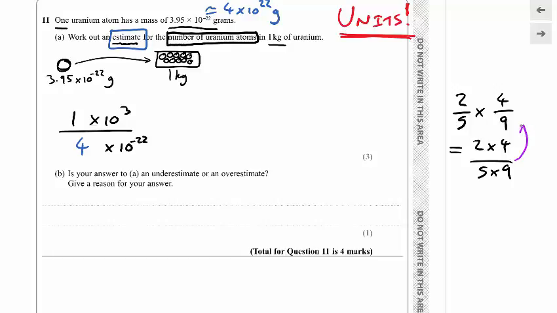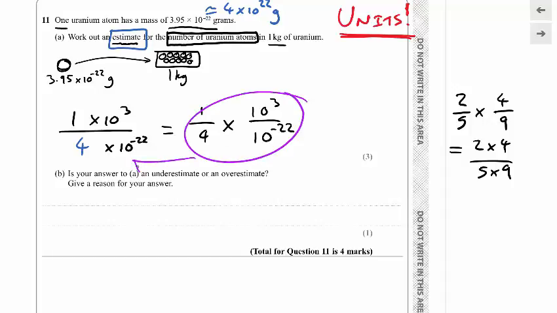I could also work in reverse. In other words, I could take this and split it up into 2 individual fractions. That's exactly what I want to do over here. I've got 1 times 10 to the 3 over 4 times 10 to the minus 22. This is just the same as 1 over 4 times 10 to the 3 over 10 to the minus 22. Are you happy that that is exactly the same as that?